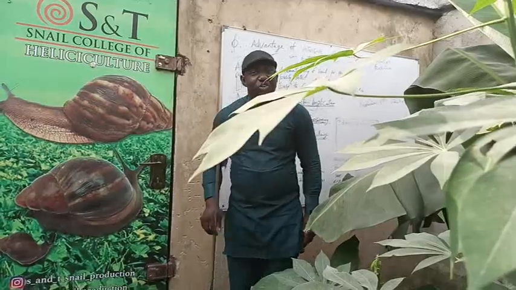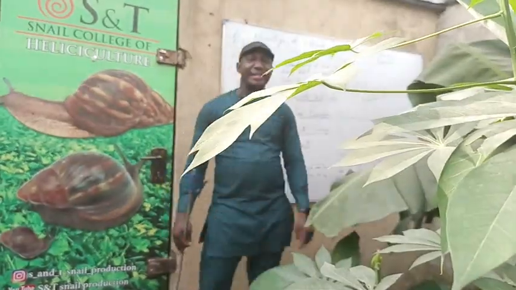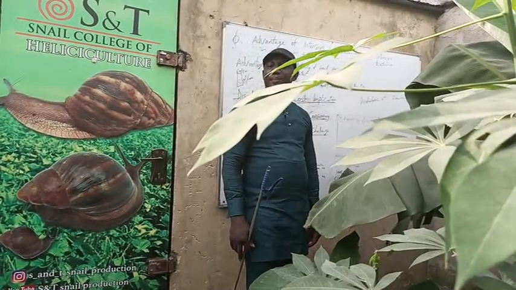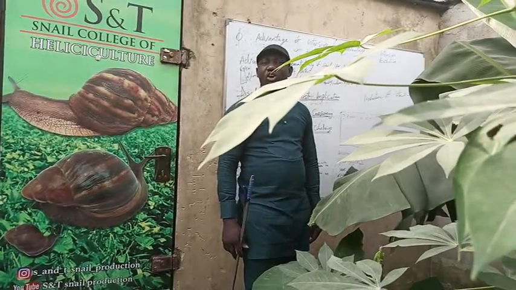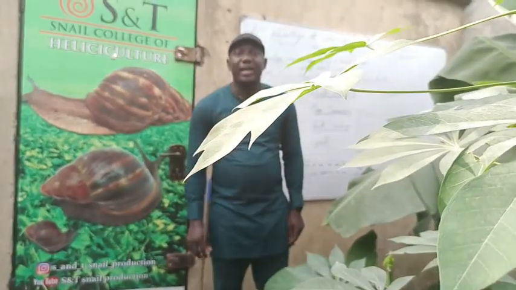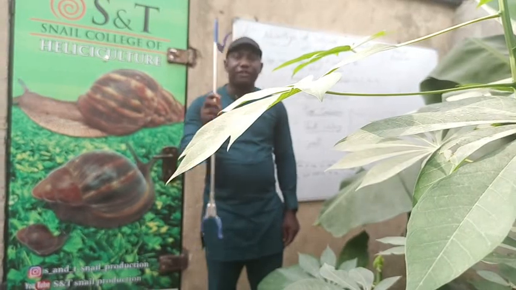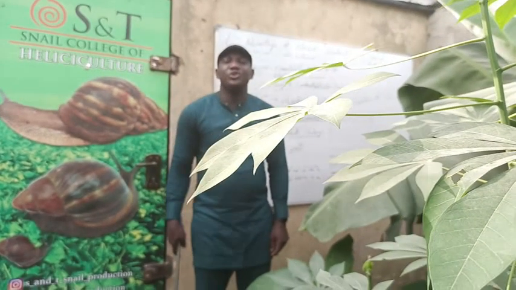So if your farm does not have a walkway, you are walking in the bush, stepping everywhere in the farm. Do you know where you are stepping? Do you know if snails' eggs are underneath the soil? No. So it is not advisable to walk inside the farm. If your farm does not have a walkway, it is very, very advisable that you define a walkway.